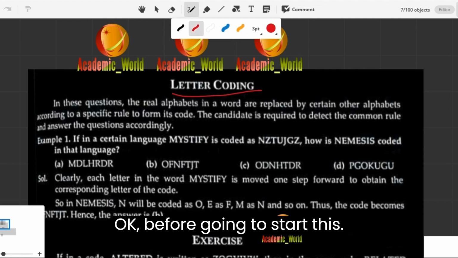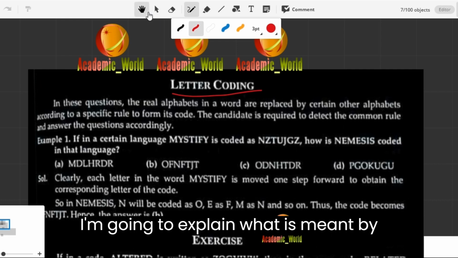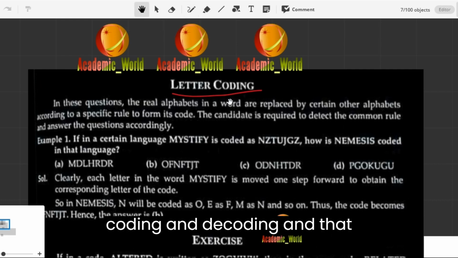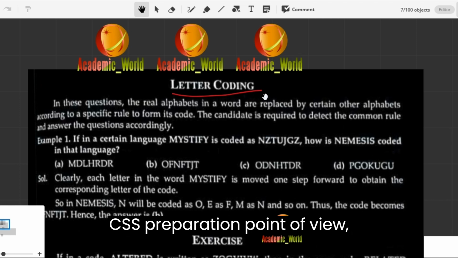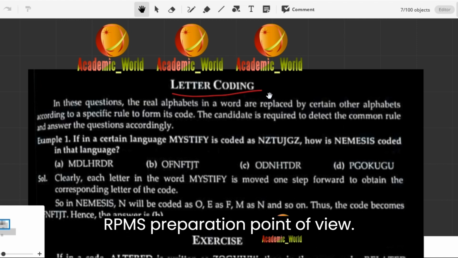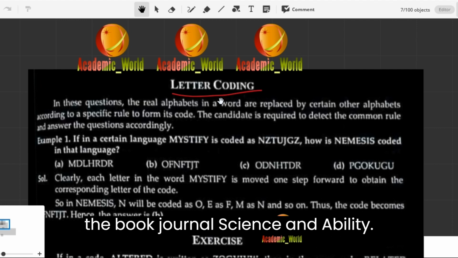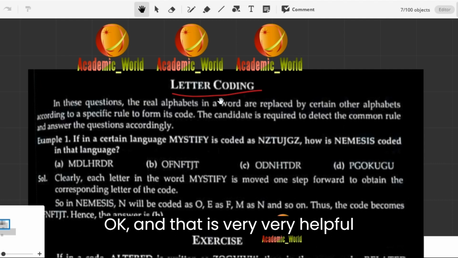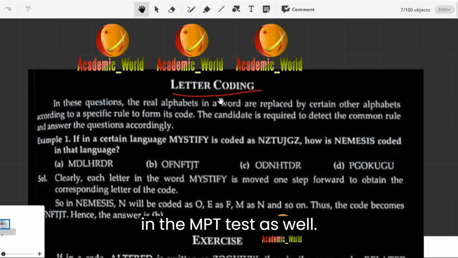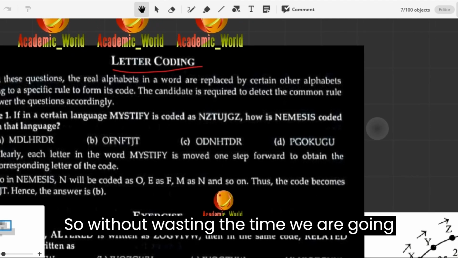Before starting, I am going to explain what is meant by coding and decoding. That topic is very important from the CSS or PMS preparation point of view. It is included in the book General Science and Ability, and it is very helpful in the MPT test as well. So without wasting time, we are going to start.